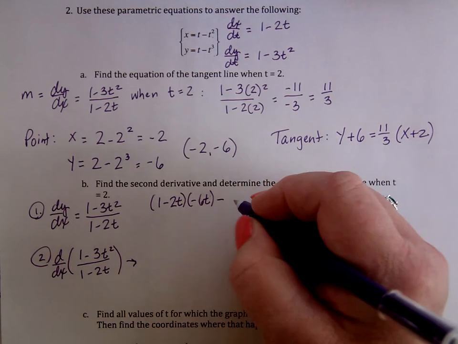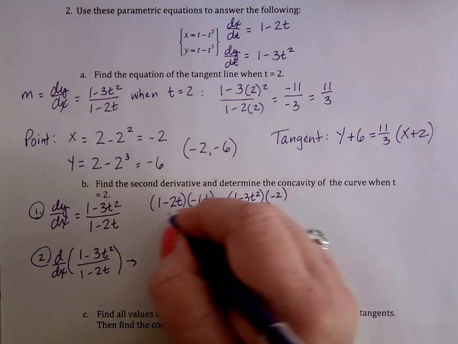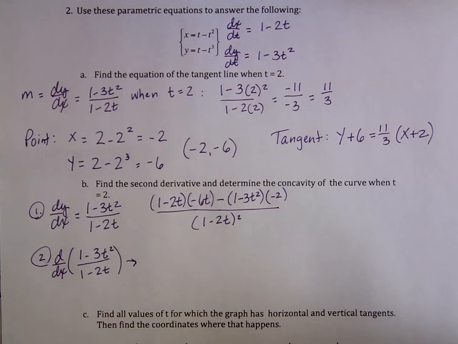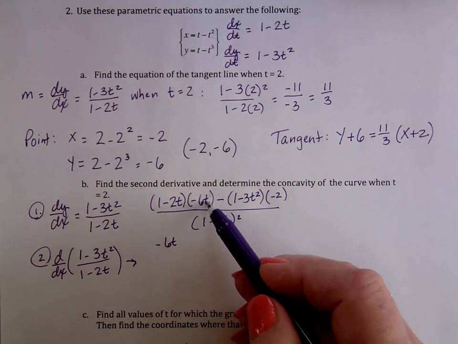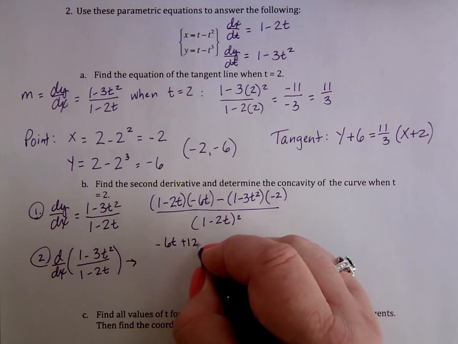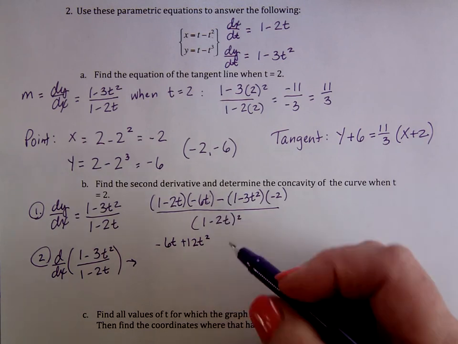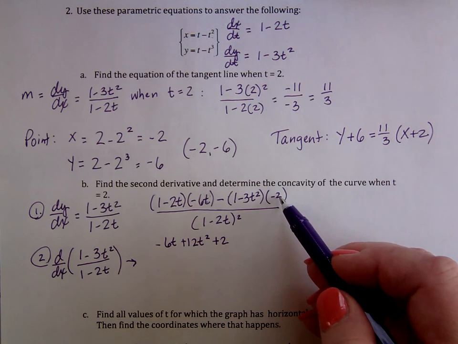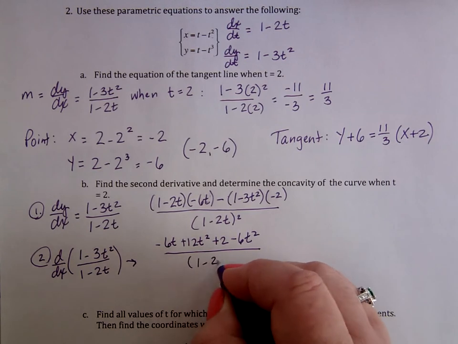Okay, minus the top, 1 minus 3t squared, times the derivative of the bottom, negative 2, all over the bottom squared. So I want to see if I can simplify that a bit. Negative 6t times 1 is a negative 6t. Negative 6t times negative 2t is positive 12t squared. I have negative 2 times 1 is negative 2, but there's a negative in front, so it's plus 2. Negative 3t squared times negative 2 is positive 6t squared with a negative, so negative 6t squared. All over 1 minus 2t quantity squared.